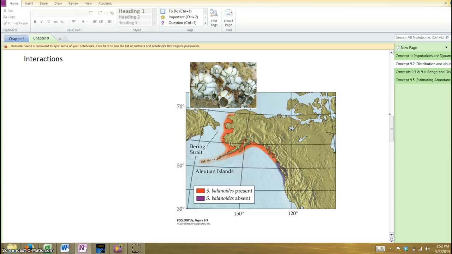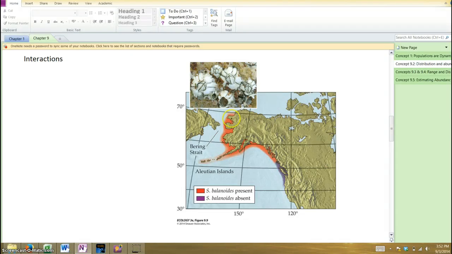Here's this barnacle that lives in the coastal areas, again in cold areas, much like the kelp. And this species is influenced by both temperature, it likes colder waters, so it will be found again in the North Pacific here, but it's also impacted by the presence of other species.